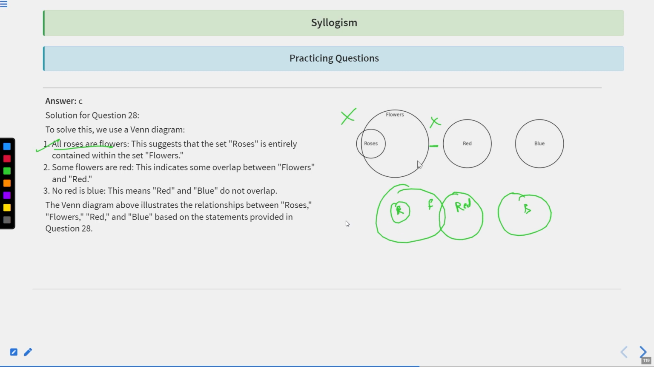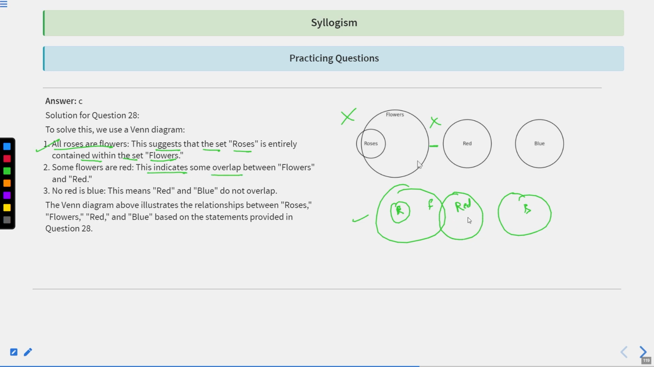So as you can see, this is the correct representation of the Venn diagram, which is representing all roses are flowers. This suggests that the set roses is entirely contained within the set flowers. That is true. Some flowers are red. This indicates some overlap between flowers and red.